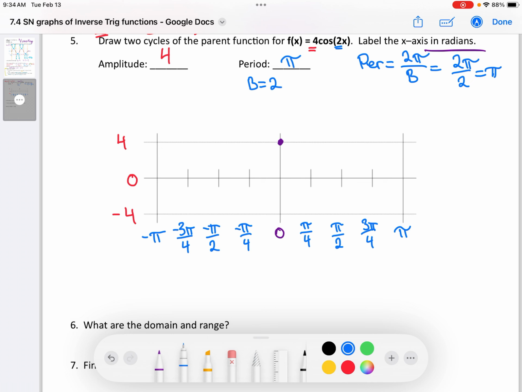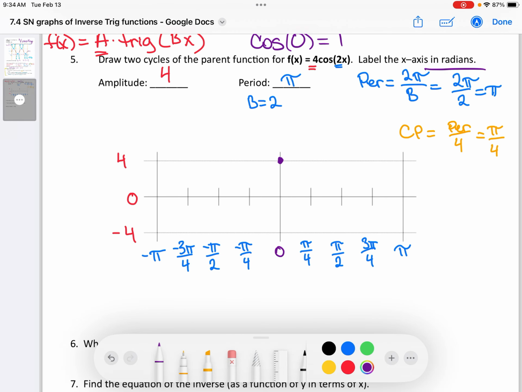And remember, those are the critical points. The critical point distance is always the period over 4. So in this case, pi over 4 is how we counted those critical points. 0, 1 pi over 4, 2 pi over 4, 3 pi over 4, pi, 4 pi over 4. And then the same thing backwards. So cosine starts high. Okay, our cycles will start and end on top. So they'll go from high to middle to low to middle, back to high for one cycle, to middle to low to middle, back to high for the second cycle.